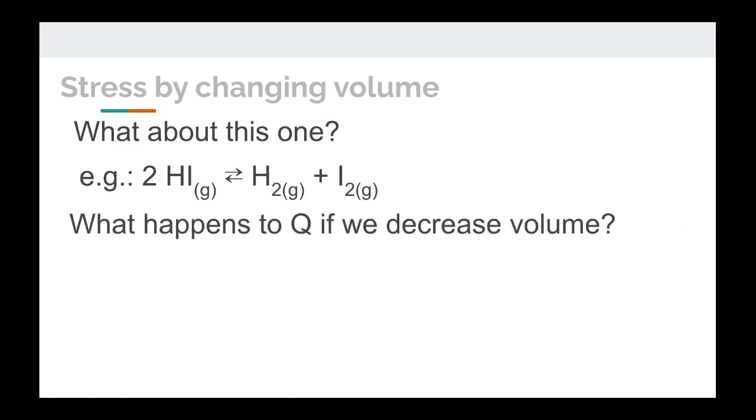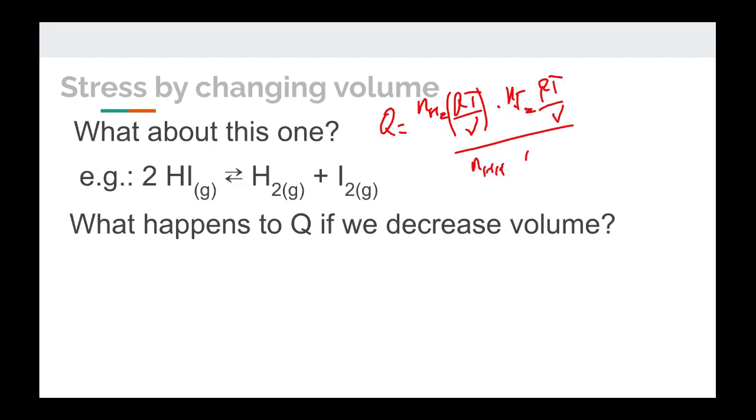What about this one? What happens to Q if we increase volume? Well, here, QP is going to be equal to number of moles of H2 times R times T over V times number of moles of I2 times R times T over V divided by number of moles of HI times RT over V, squared. Remember, R and T aren't changing, and the number of moles of anything isn't changing either.